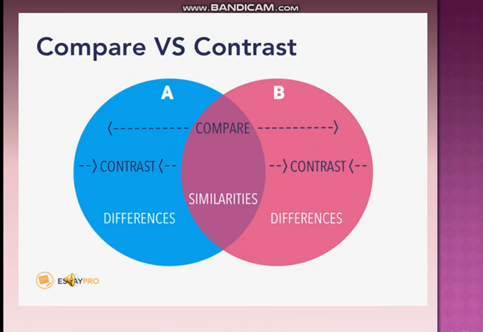In the beginning, we should know what is the meaning of compare and contrast, or what is the difference between comparison and contrast. If you have two things and you want to compare them, you should talk only about the similarities, or the similar points, between these two things. While contrast means talking only about the differences between two things. So, comparison talks only about similarities between two things, while contrast talks only about the differences between two things.